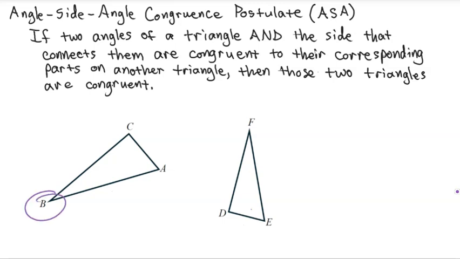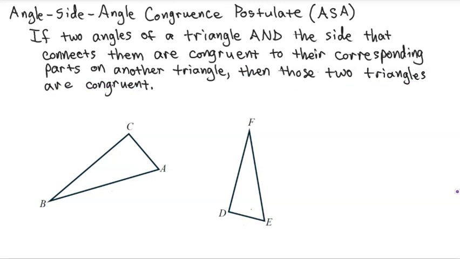It can't be this angle and then this side. And it can't be this angle and this side. That's not what this postulate is about. This is saying this angle, this side, and this angle. So it's saying if two angles of a triangle and the side that connects them are congruent to their corresponding parts on another triangle, then those two triangles are congruent.